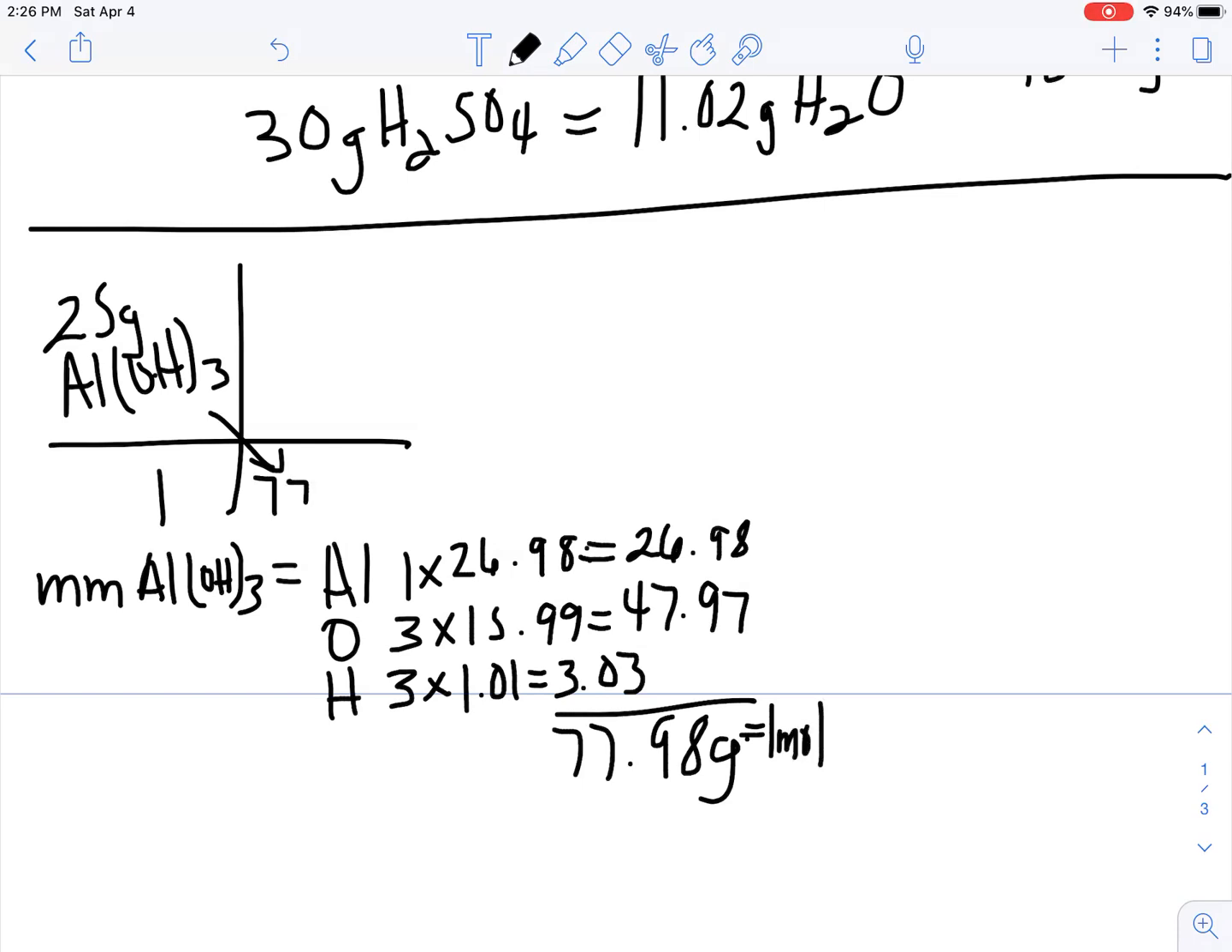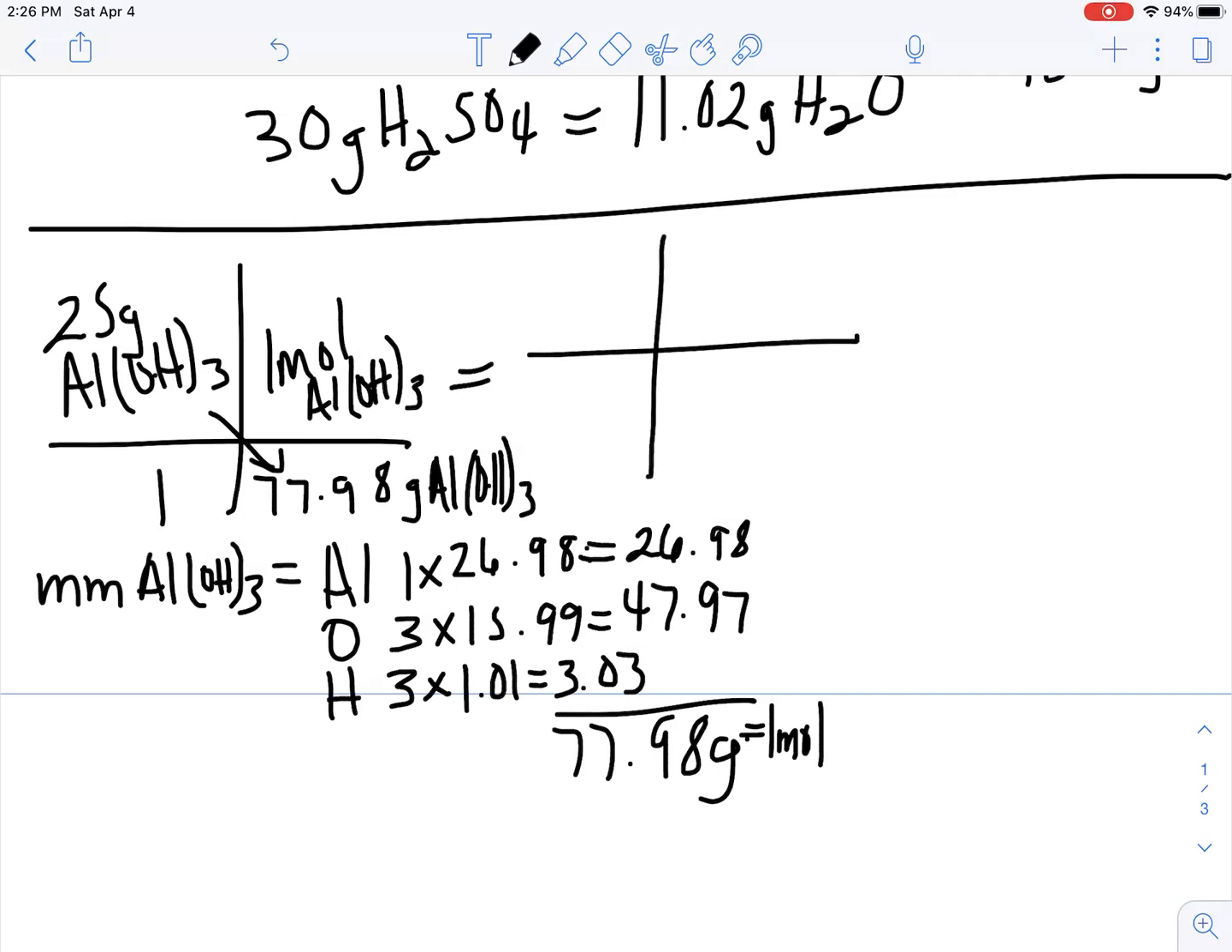So 77.98 grams of Al(OH)3 is equal to 1 mole of aluminum hydroxide. So 25 divided by 77.98. The answer that will go in our second T-chart is 0.321, if we round correctly, moles of Al(OH)3.